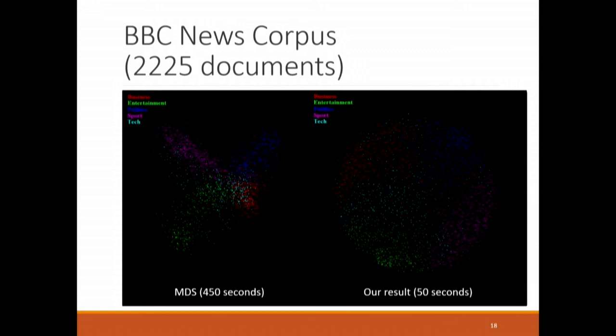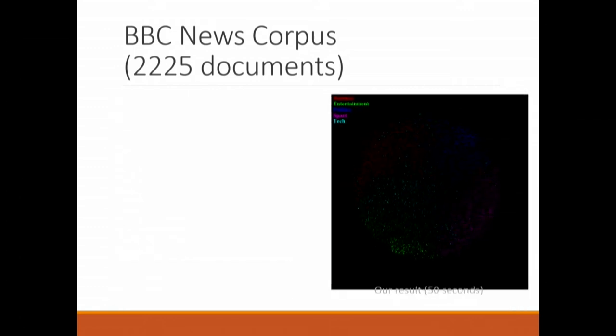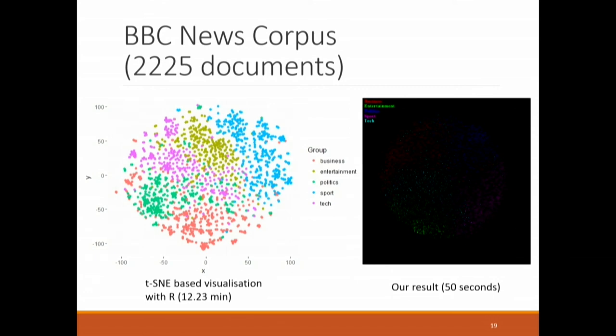Not very well can you see on this screen, but here is a standard multidimensional scaling which took 450 seconds on the same computer. We could draw the clusters of documents in 50 seconds. This is with the state-of-the-art t-SNE package that comes with R that anybody can download and use. It's not something that you need to buy even. And that took 12 minutes and 23 seconds. Well, we can draw the whole thing in 50 seconds, and we can draw it with brighter colors. I never tried on the screen.